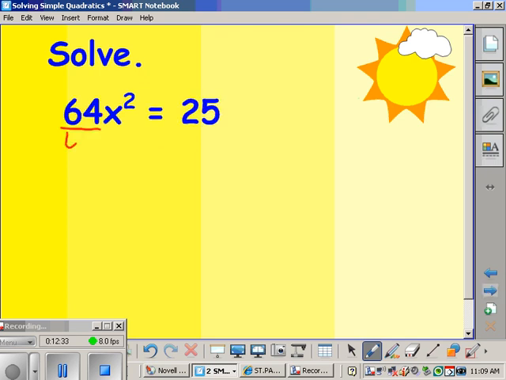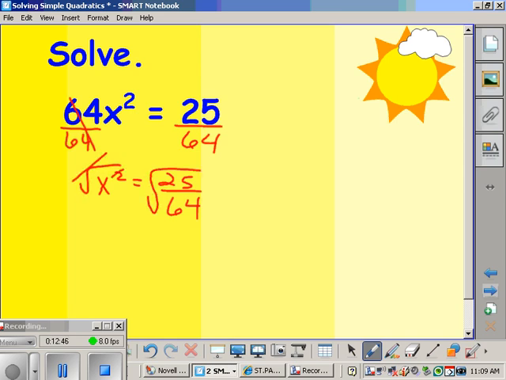Okay, in this one, to isolate the x squared, we're going to divide by 64. So we have x squared equals 25 over 64. Square root both sides, and put our little plus or minus sign in front for positive or negative.